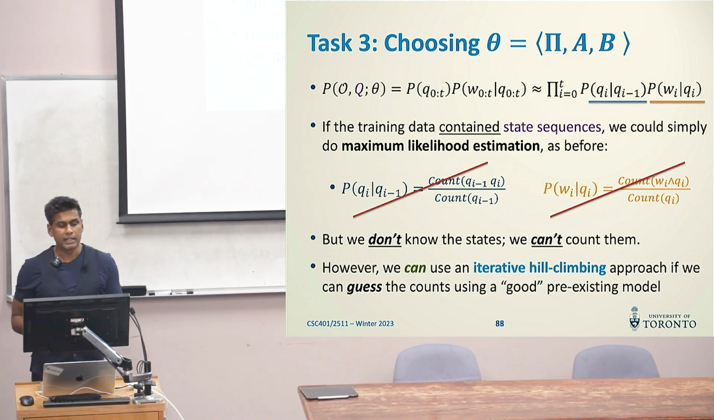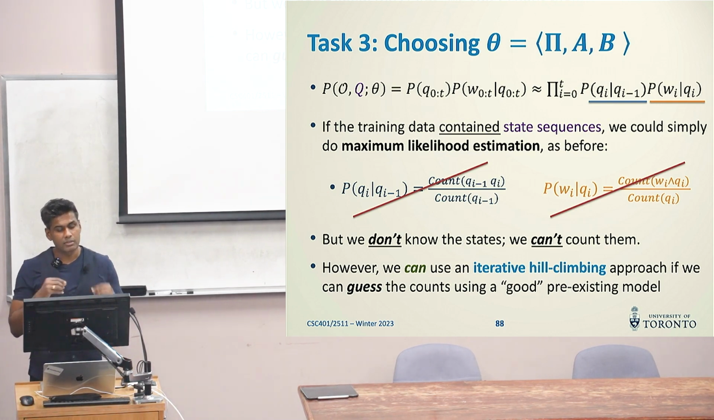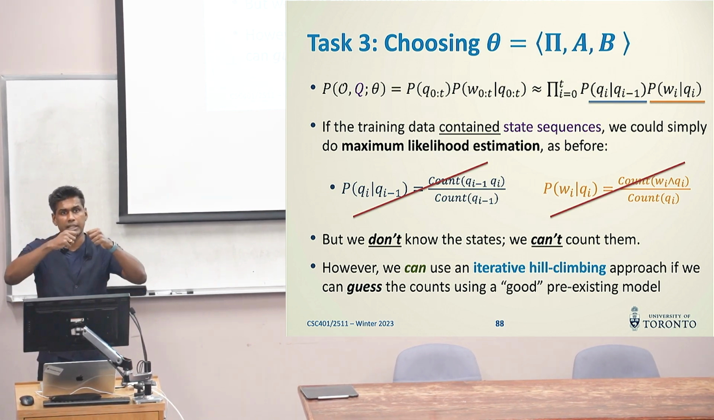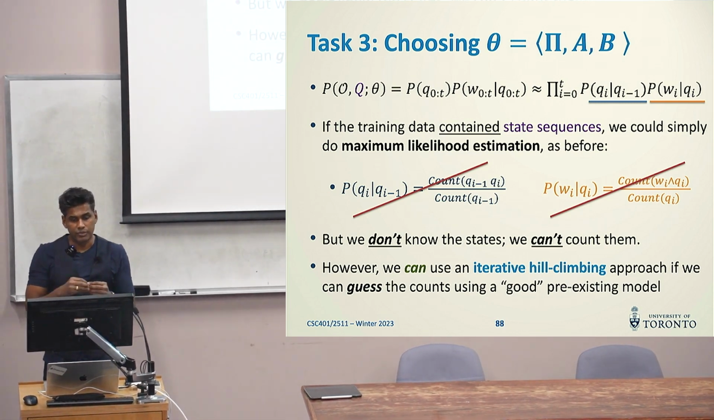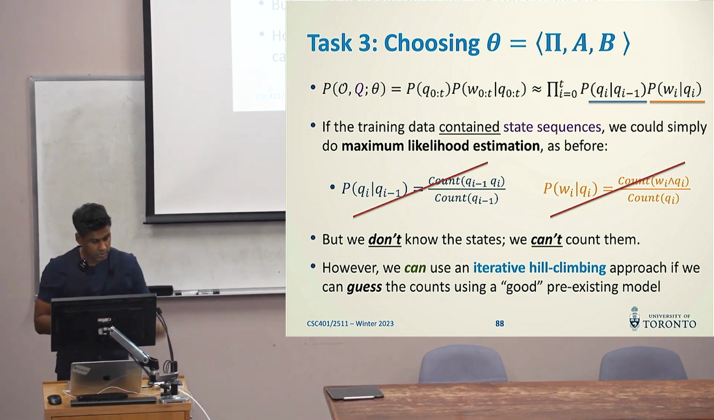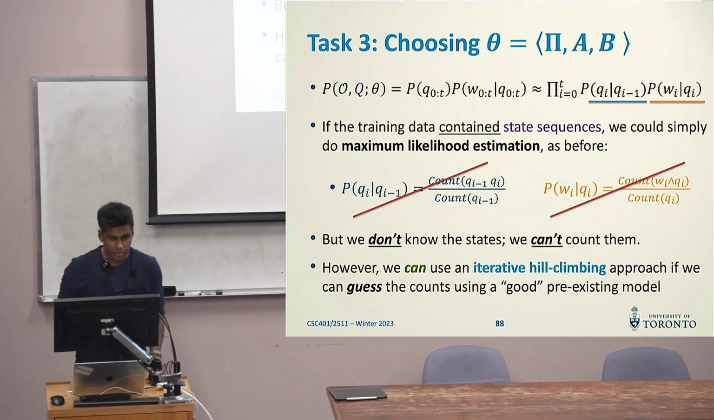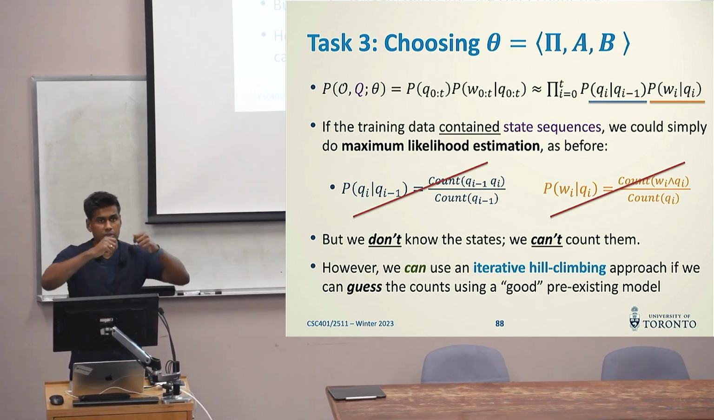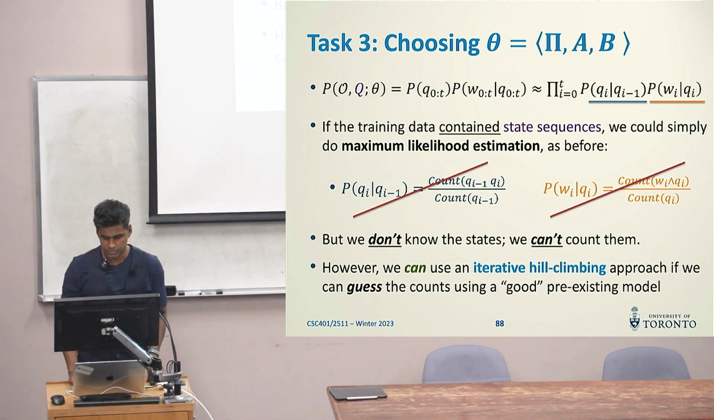That's where iterative hill climbing, or the expectation maximization approach, comes in, where we can guess a good theta value, and from there we can iteratively use our data to make that theta better. So you can already see where we're going with using a good pre-existing model. It could be some initialized values of theta, and then we use EM to iteratively make it better.